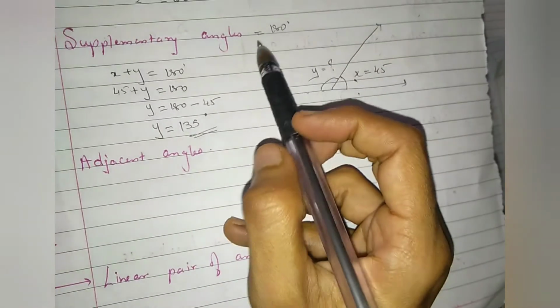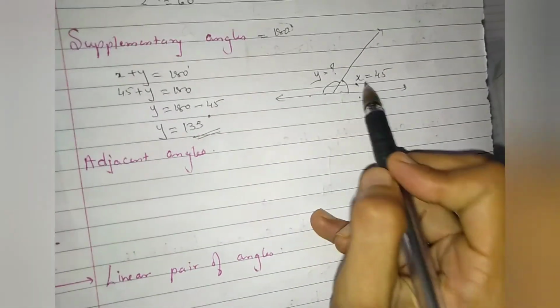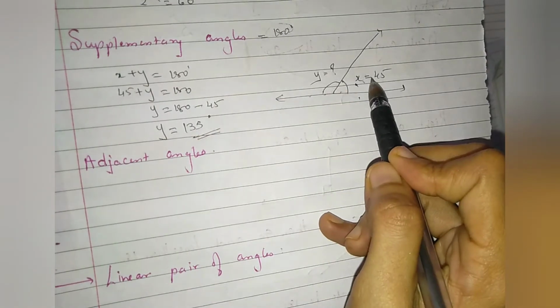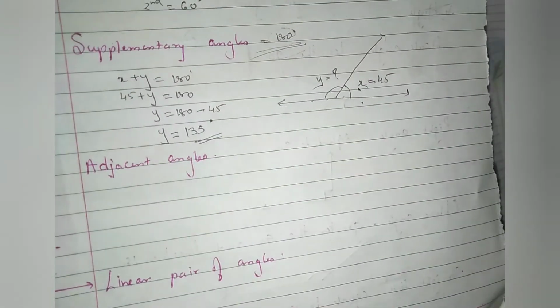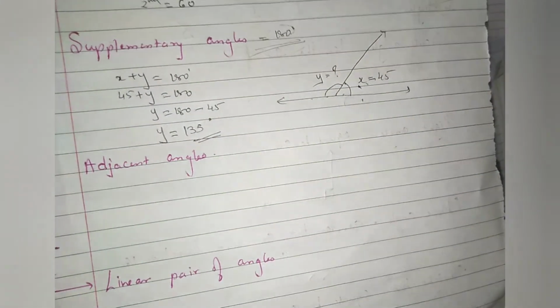If you are given two angles and you sum them and it is not 180, then it is not a supplementary angle.